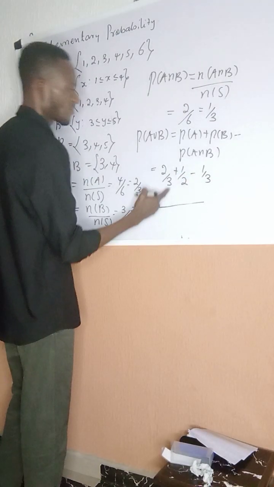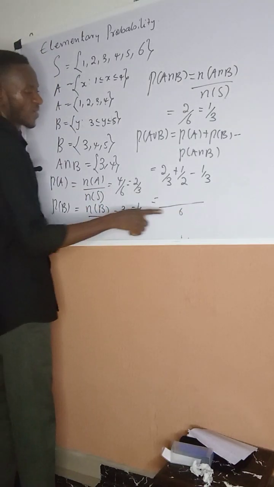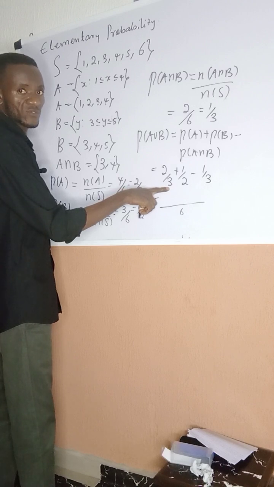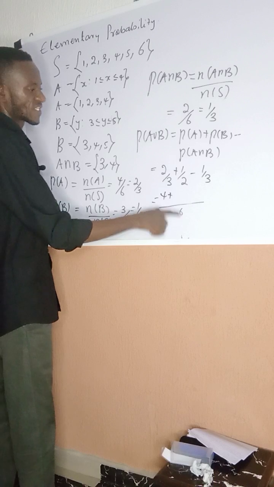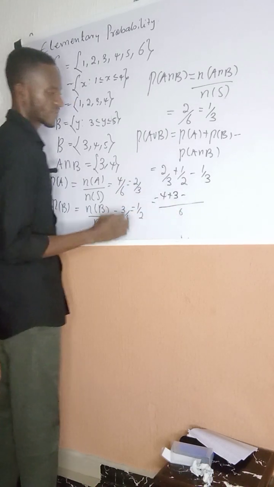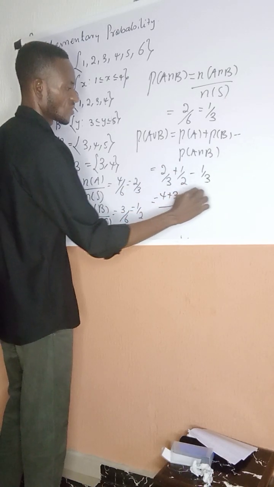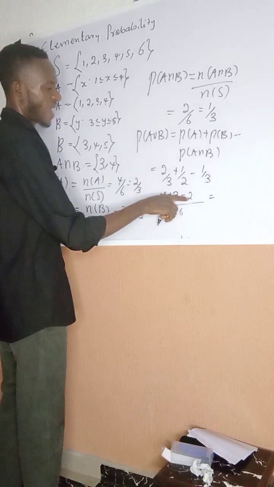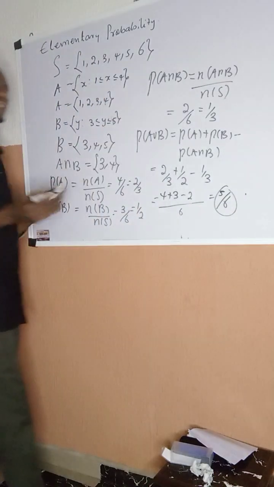We can take the LCM, which is 6, and write 6 here. 6 divided by 3 is 2, 2 times 2 is 4, plus 6 divided by 2 is 3, 3 times 1 is 3, minus 6 divided by 3 is 2, 2 times 1 is 2. This equals 4 plus 3 is 7, 7 minus 2 is 5. So we have 5 over 6 in this context.